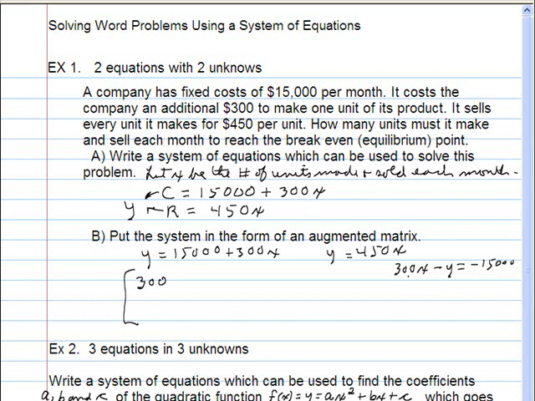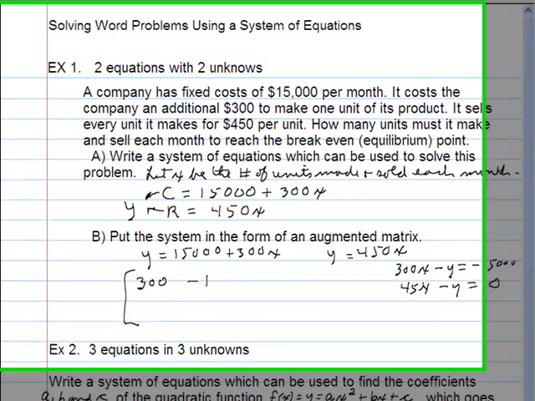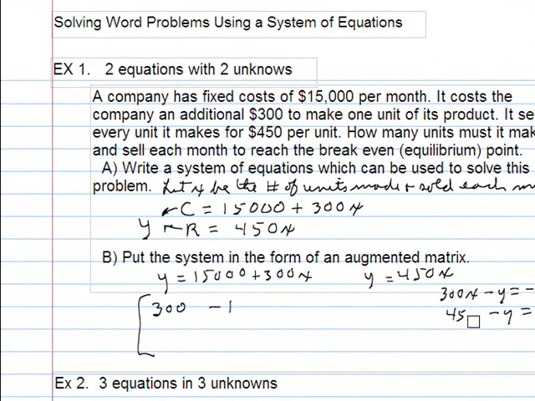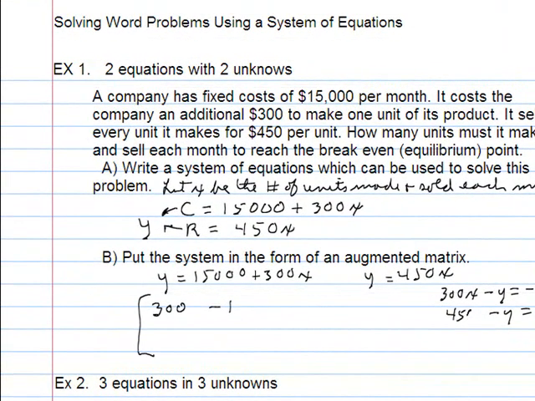Then do the same with the other one. Leave the x where it is, so 450x, and bring the y to that same side, so I'll say minus y, and then what'll be left over here is 0, so I'll say equals 0. And so now it's pretty easy to see how to put that into augmented matrix form. Here's your matrix. Oh, this is supposed to be 450x, not 45x.